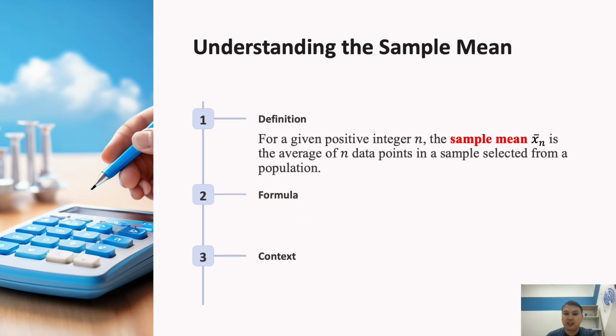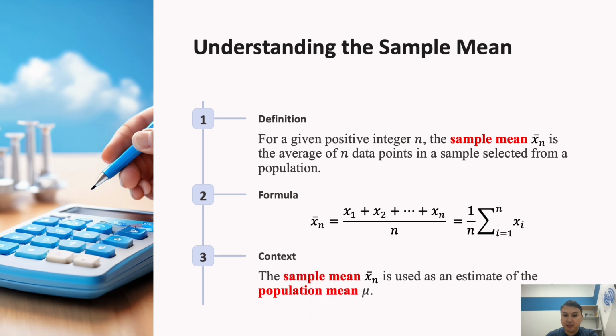First of all, given n a positive integer, the sample mean x̄n is the average of n data points in a sample selected from a population, right? So the formula is: you pick x1 through xn, add them up, and divide by n. That is the sample mean. Again, what was the purpose of the sample mean? We use the sample mean to make a prediction about the true population mean.